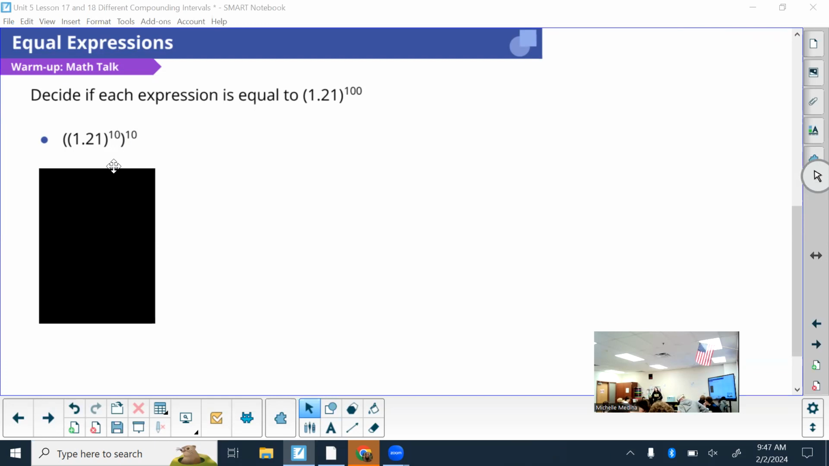Yes. So here's the first one. 1.21 raised to the 10th and raised to the 10th again. Put your thumb up when you think you know if it's equivalent to the first expression.